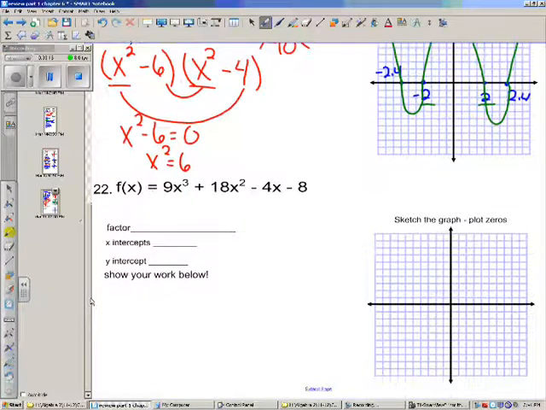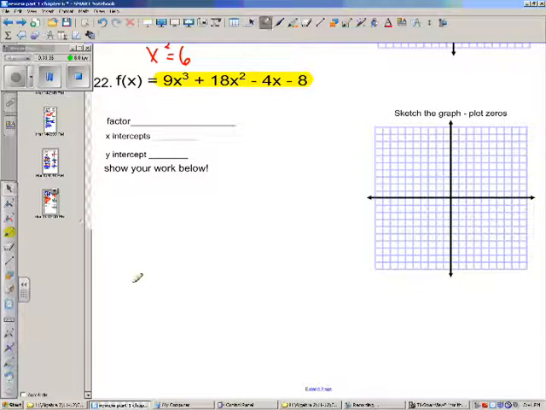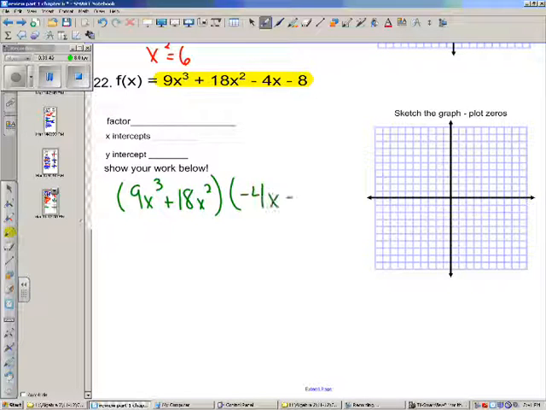And last problem. The last problem, again, what I'm going to do is look and can I take anything out of all of these? And the answer is no, I can't. So since there are 4 terms, what I'm going to do is group them. So I will group the first 2. So 9x cubed plus 18x squared. And now I'm going to group the last 2, negative 4x and minus 8.